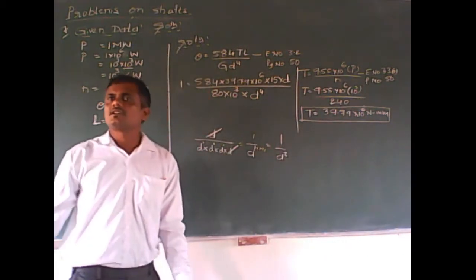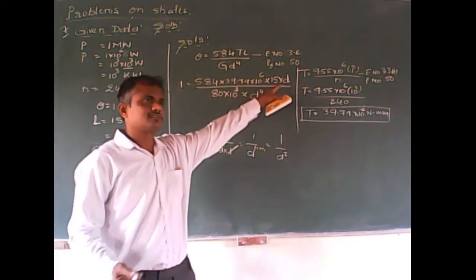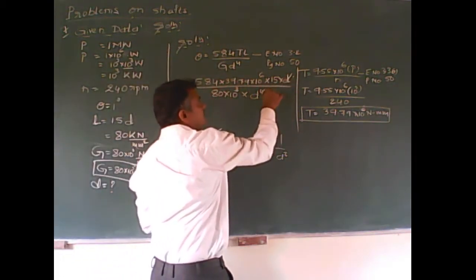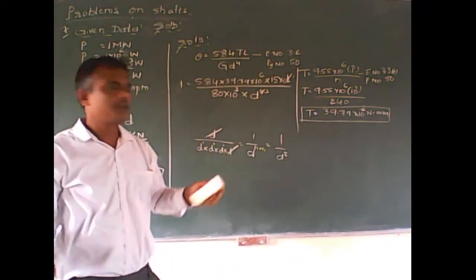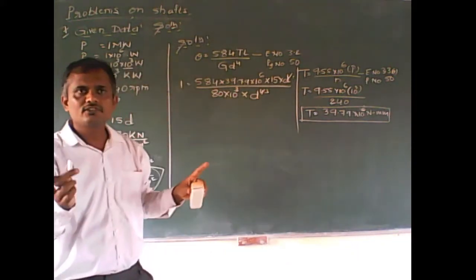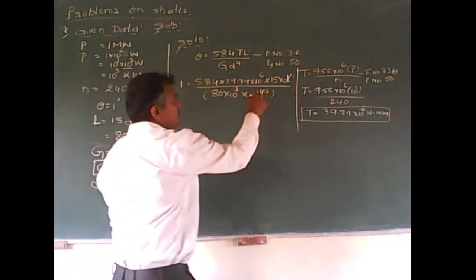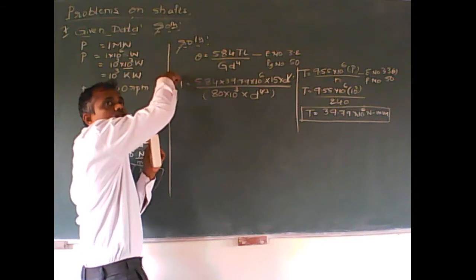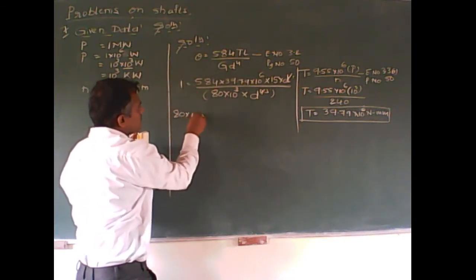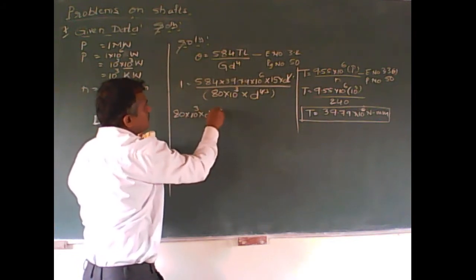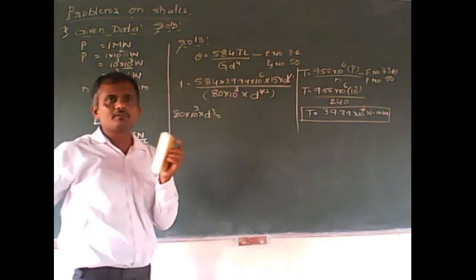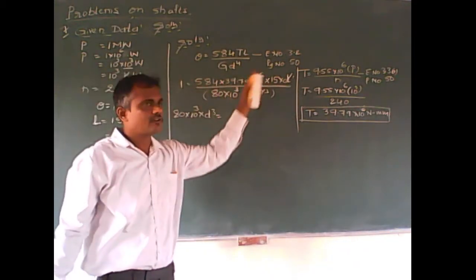Is that right? So instead of directly cancelling, I can cancel D one time and D one time, and the remaining is D cube. So this whole factor I would like to shift to the numerator side. Correct? So it becomes 80 into 10 raised to 3 into D cube is equal to what? What answer are you getting? Please tell me. Calculate this value.